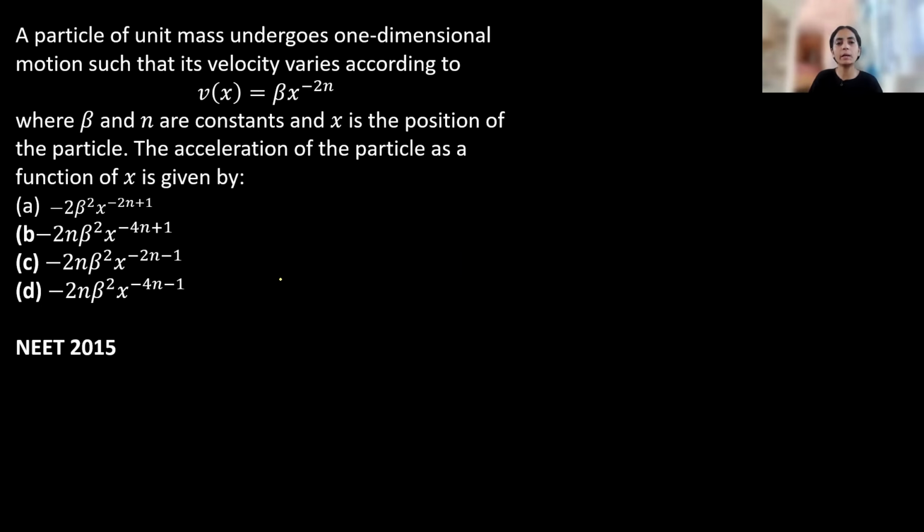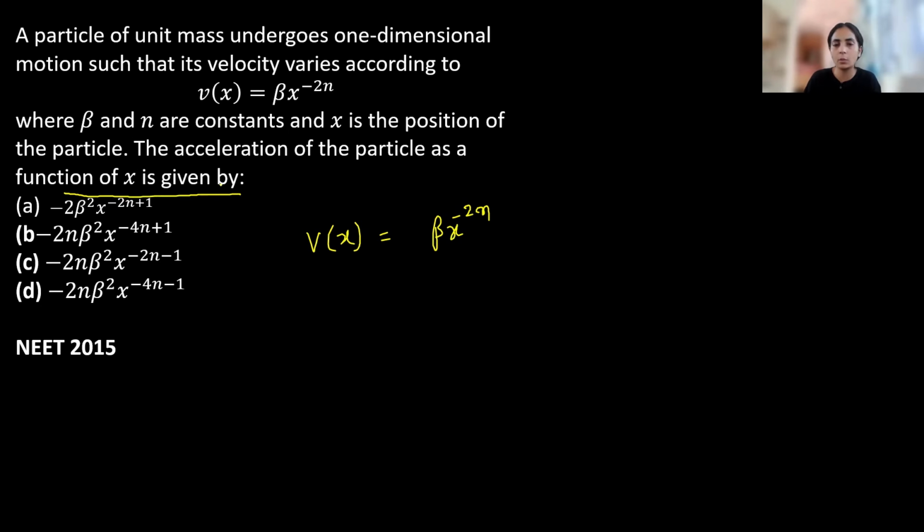Okay, now let us deal with this one. A particle of unit mass undergoes one dimensional motion such that its velocity varies according to this. So Vx is equal to how much? Beta x to the power minus 2n. देखो ये सारे क्वेश्चन में only thing is mathematics, nothing else. The acceleration of the particle as a function of x is given as what?